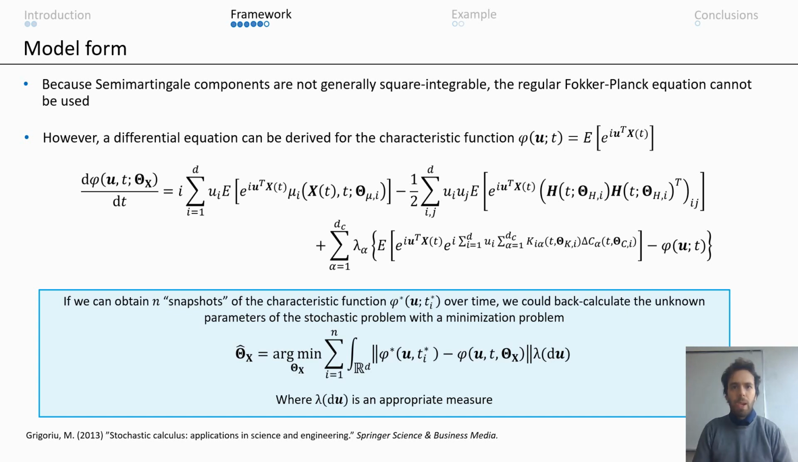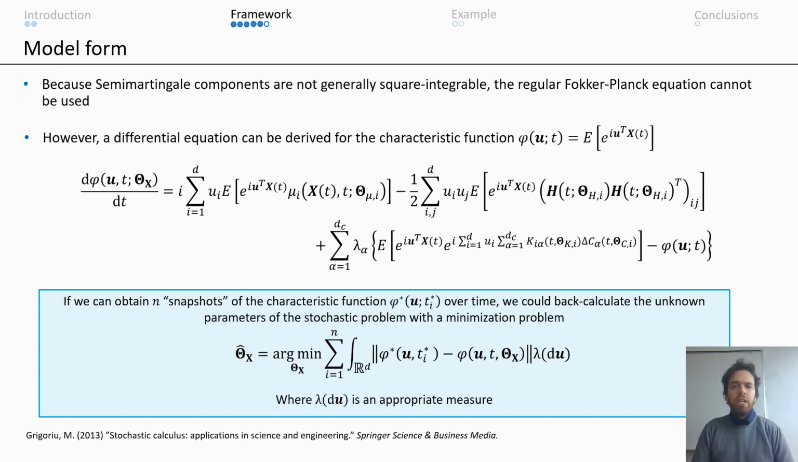This differential equation is shown here and will be key in the calibration procedure for the deterioration models that will be proposed. In fact, this equation has a set of unknown parameters, theta, that define the behavior of the deterioration process. The idea here is that if we could obtain n snapshots of the characteristic function over time, we could think of back calculating these unknown parameters by performing a minimization problem.